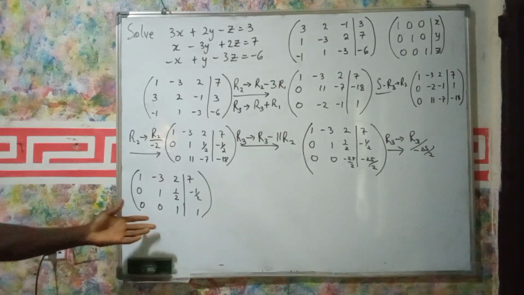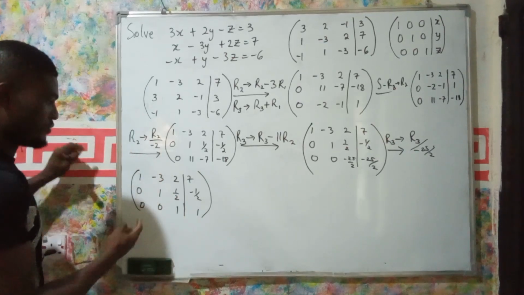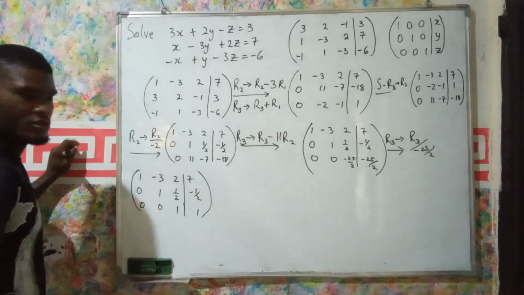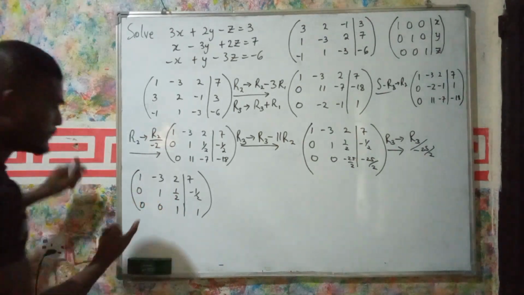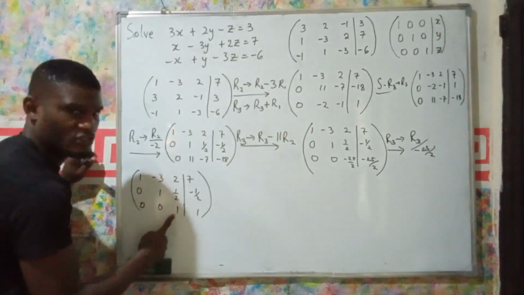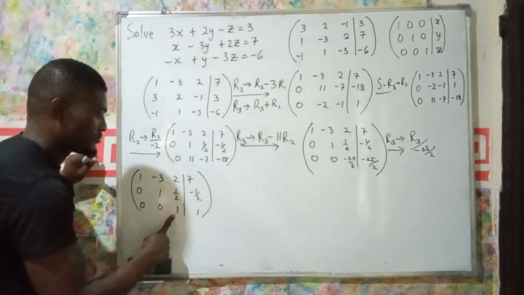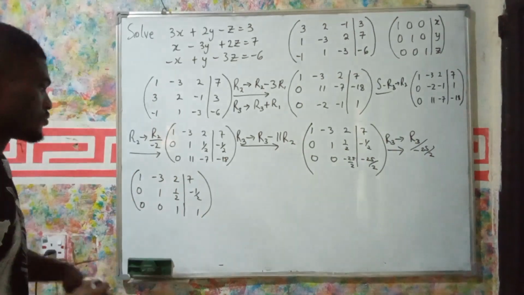Now, after we have done this, we'll now use row 2 to attack row 1. And which point are we attacking? This point. So it's easy to eliminate that by multiplying this by 1 over 2. 1 times 1 over 2 becomes 1 over 2. And 1 times 1 over 2 still becomes 1 over 2. So let's work on that.